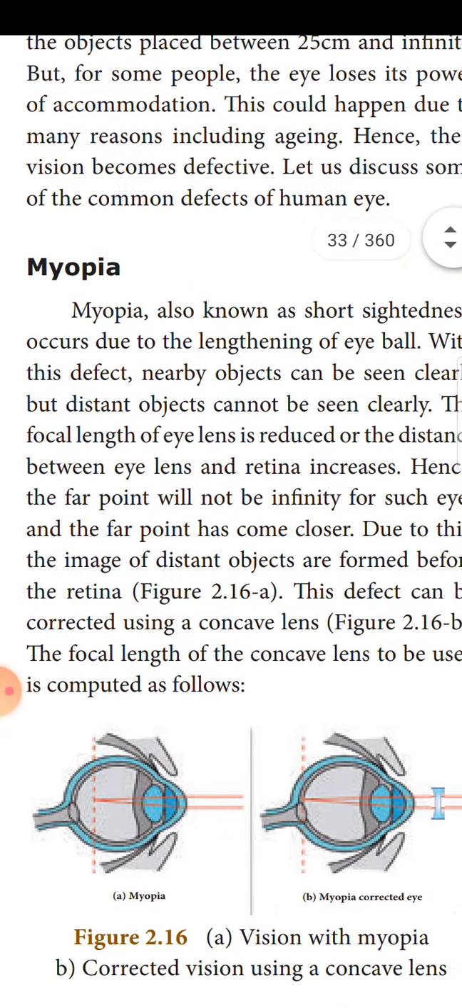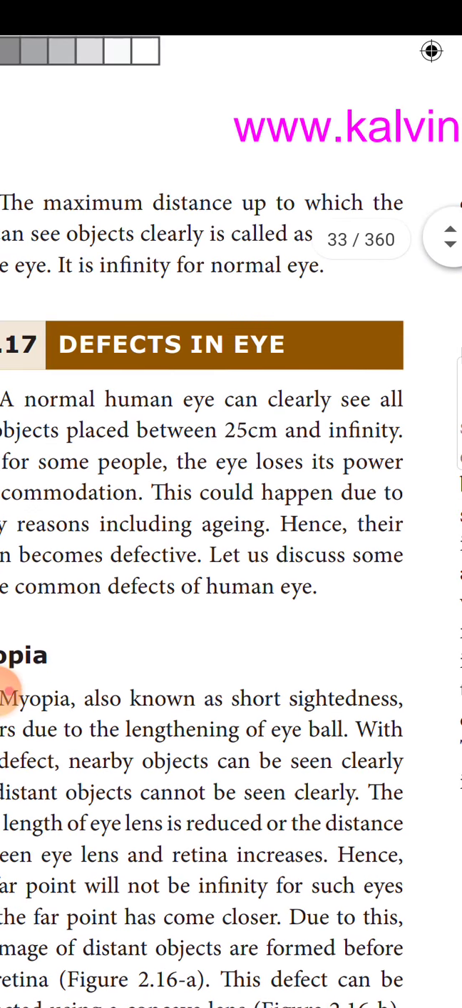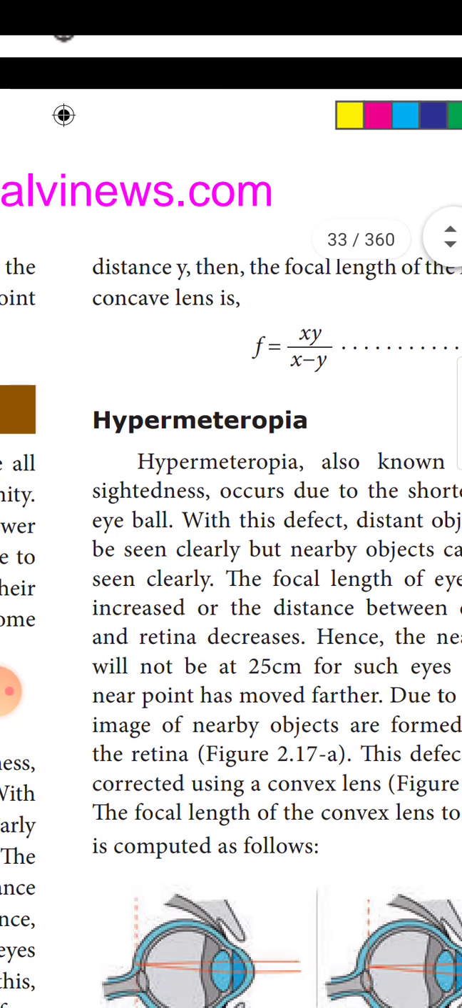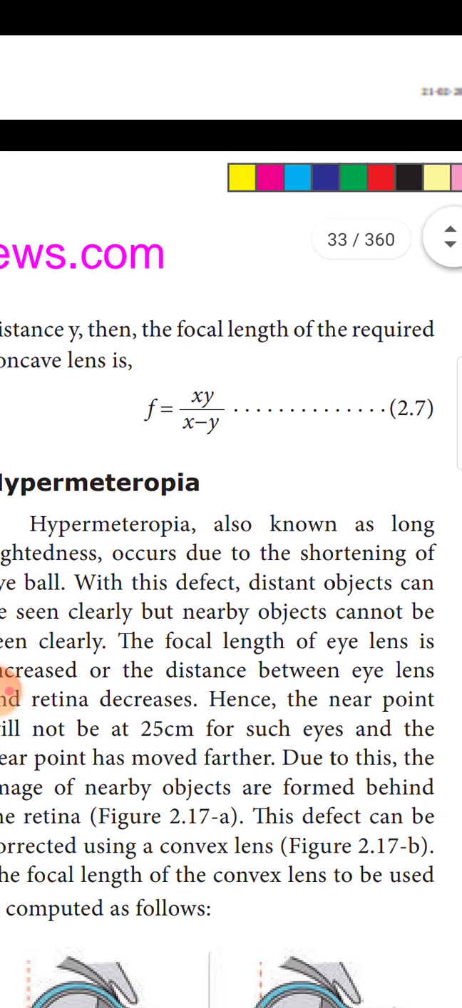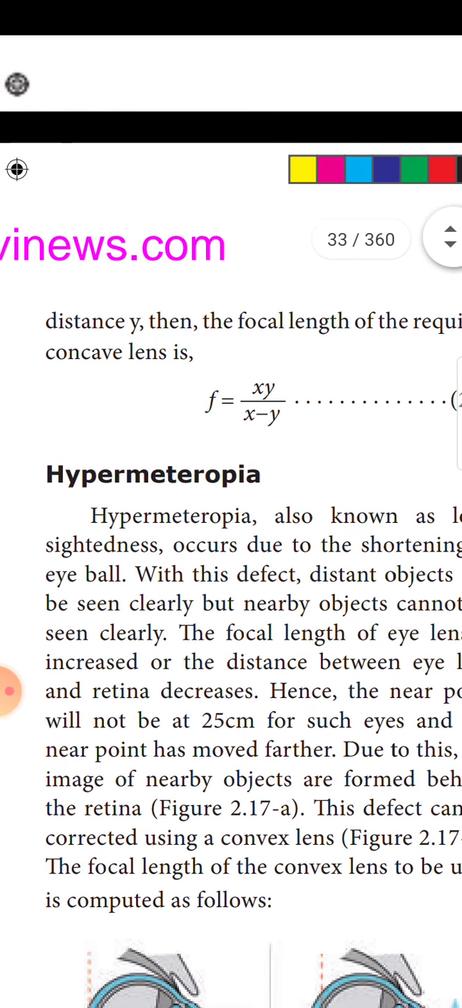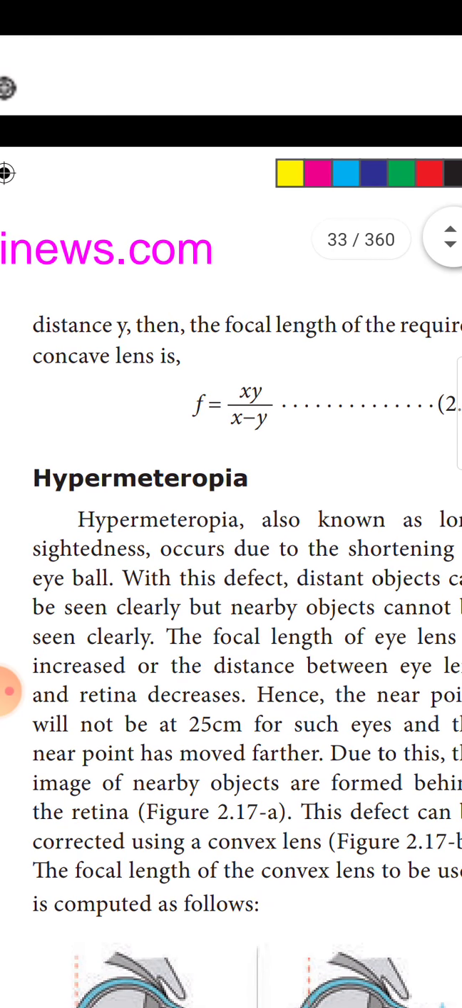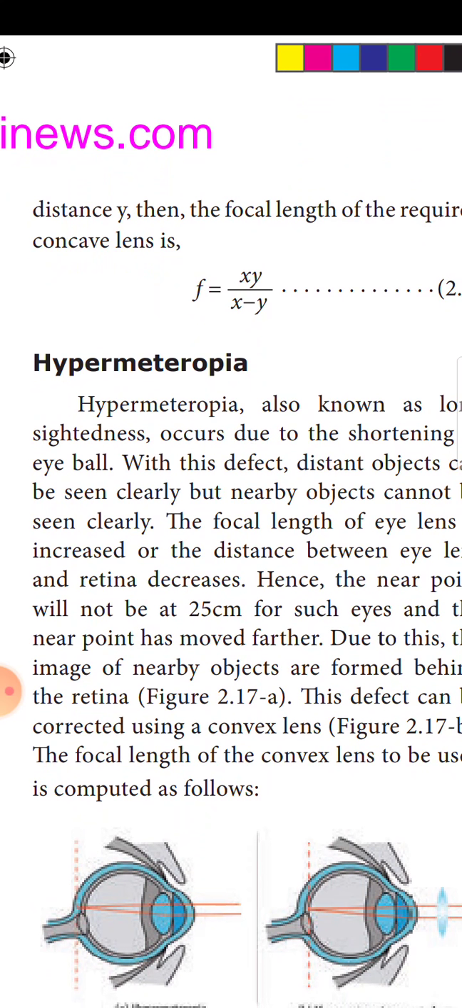So for myopia we can use a concave lens. The focal length required for a concave lens for myopia is f equals x into y by x minus y. Then we can see hypermetropia.